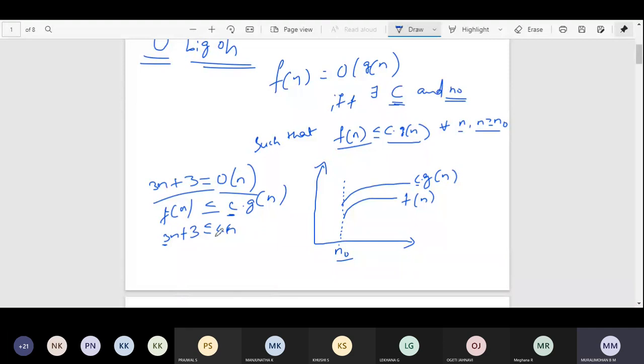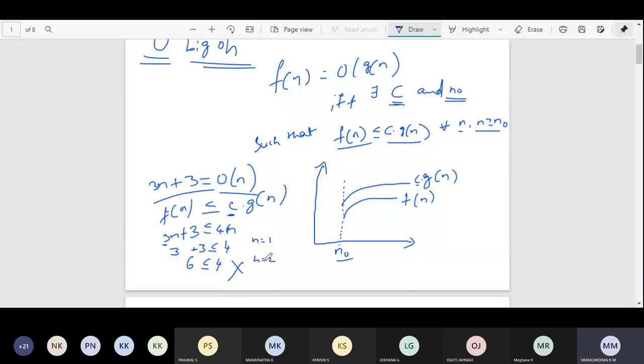For what values of n will it be less than or equal to? Suppose I take n equal to 1. So 3 plus 3 is less than or equal to 4 into 1, that is 4. So 6 is less than or equal to 4. Is it satisfying? No. Then we'll go with n equal to 2.